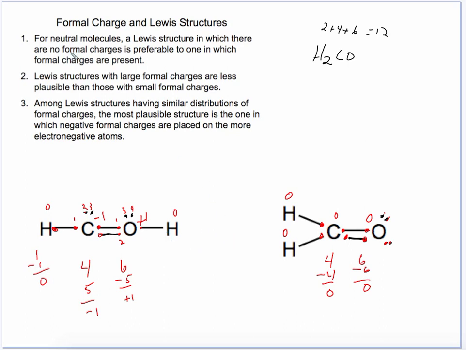So now you could have this H2CO, and there's a rule to figure out which structure is the best structure, or sometimes they call it the most plausible or the preferred structure. So you've got to go through these rules. For neutral molecules, a Lewis structure in which there are no formal charges is preferable to one in which formal charges are present. So see, this structure right here would be the best structure. Okay? So that's just a way that formal charge can be used.